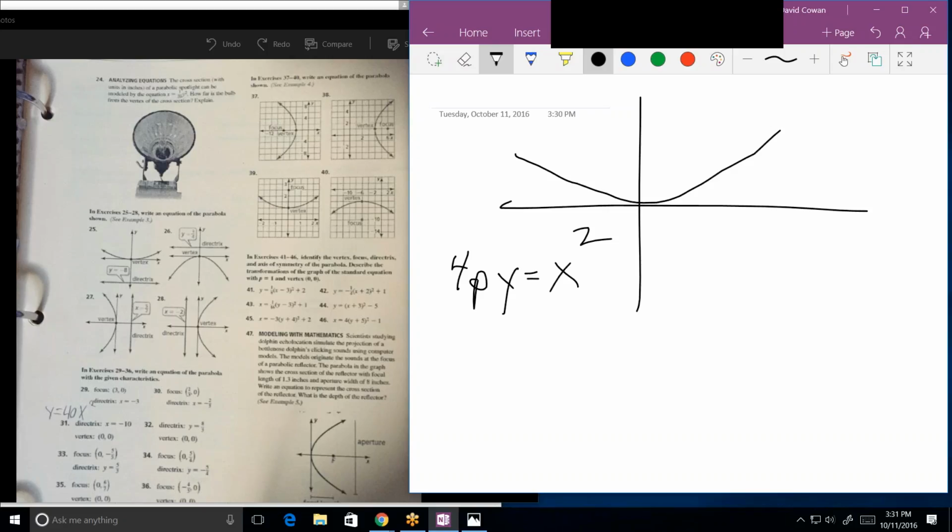Mm-hmm. Okay. What is p? Looking at the graph. In other words, the one thing I didn't add to this graph was this directrix down here at y equals minus 8. So do you know what p is from that?